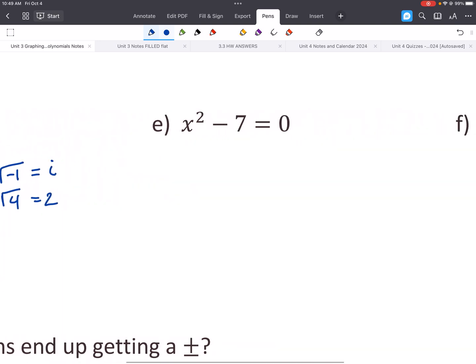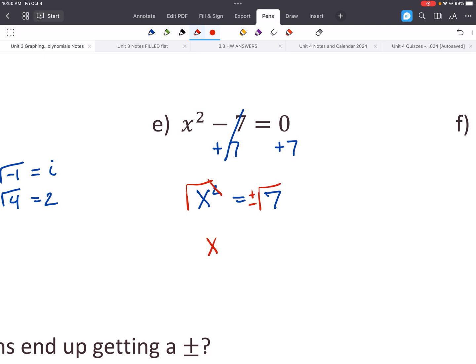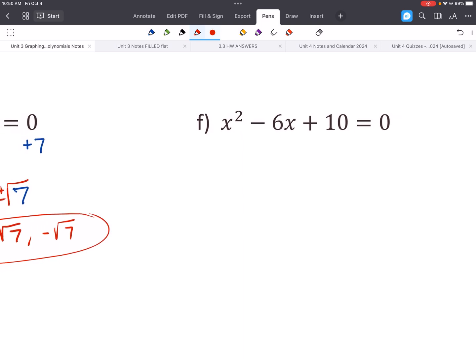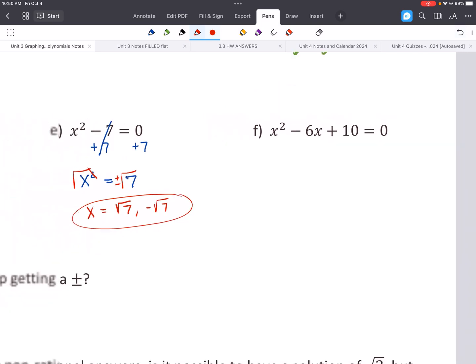Okay? Here's another example. We would add 7. So here we have a positive number that we're going to square root, so we're not going to have an imaginary, but we still will want to square root, and it gives us an irrational number, right? So this would be plus or minus. So we'd have the square root of 7 and negative square root of 7. All right, and then f, I'll leave that one to you. This would be like a quadratic formula type of problem. There's nothing that multiplies to 10 and adds to negative 4, so you would have to use the quadratic formula.